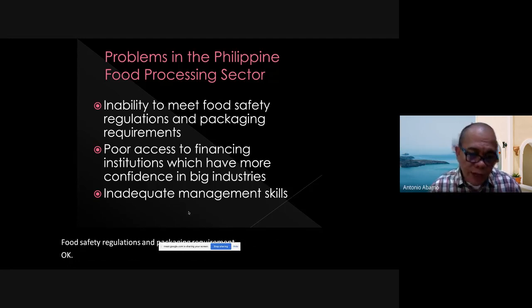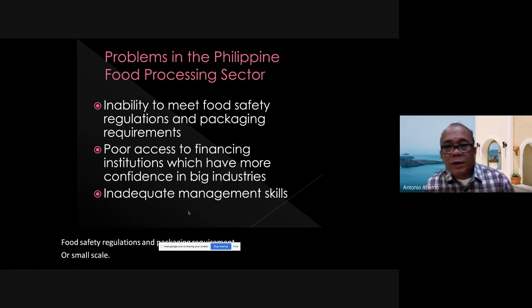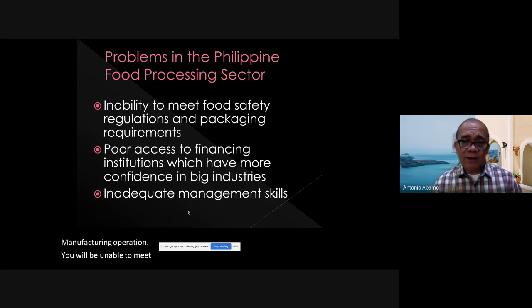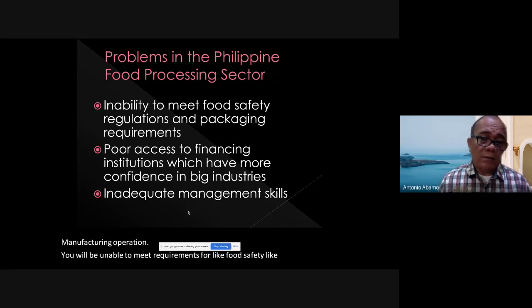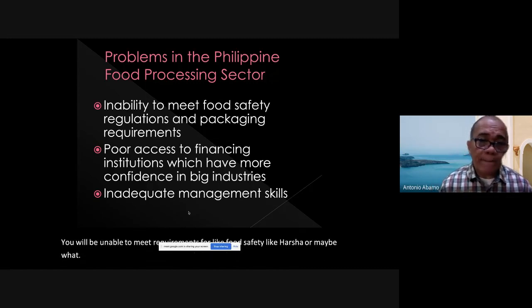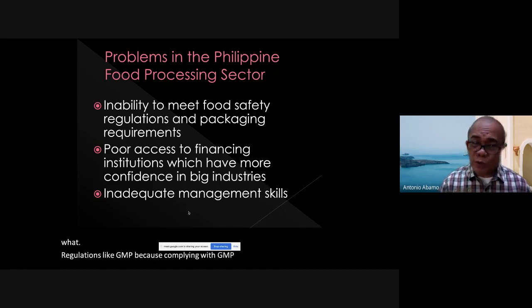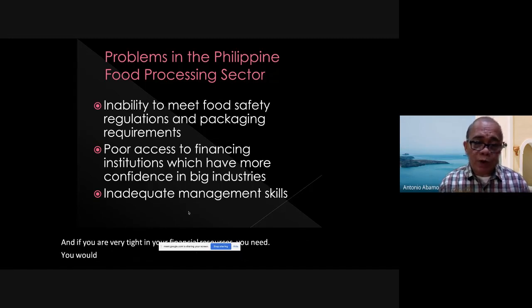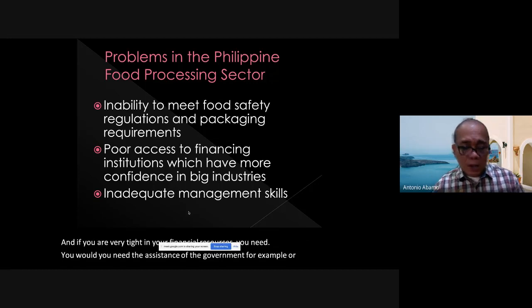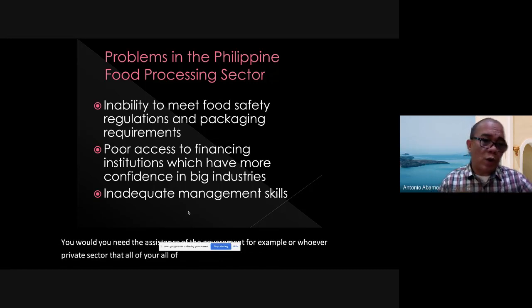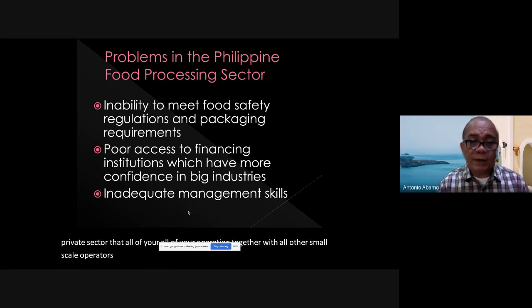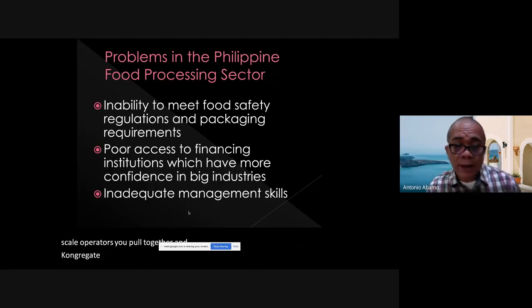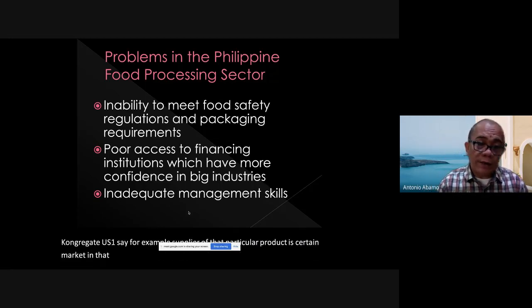For a small-scale manufacturing operation, you will be unable to meet requirements for food safety, like HACCP, or regulations like GMP, because complying with GMP, good manufacturing practice, also involves investment. If you are very tight in your financial resources, you need the assistance of the government or the private sector, so that all of your operations, together with all other small-scale operators, pull together and congregate as one supplier of that particular product to a certain market. In that way, you can attain certain economies of scale.